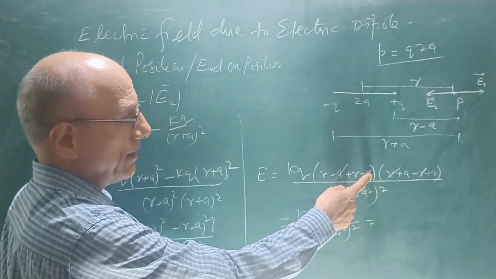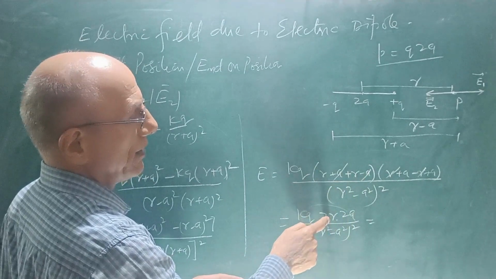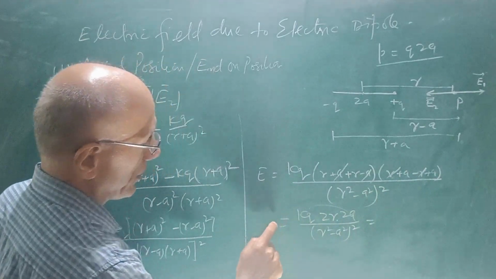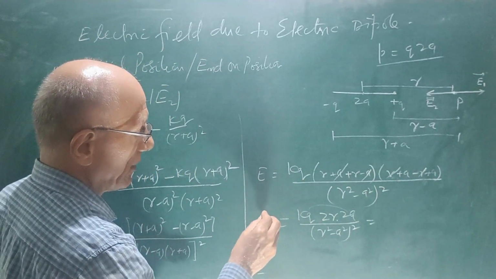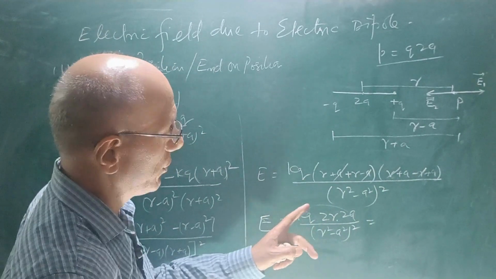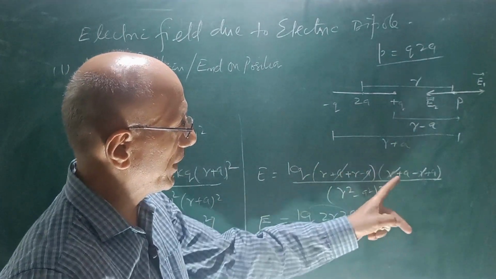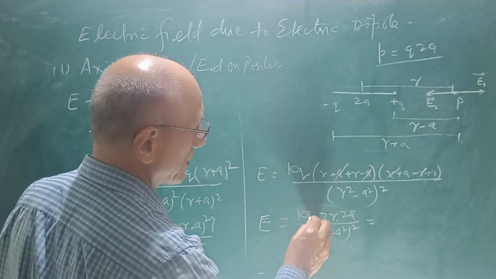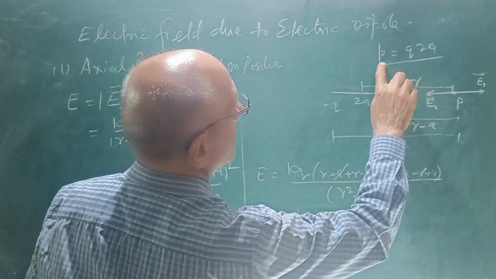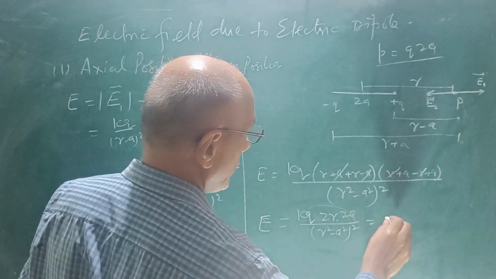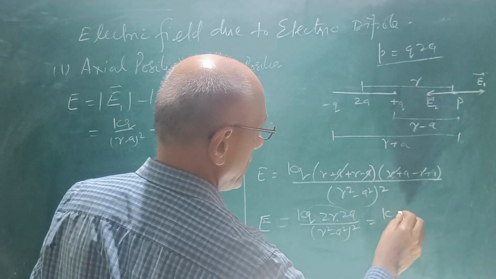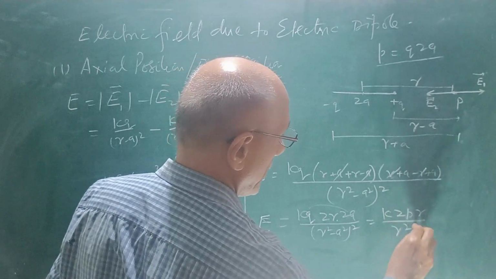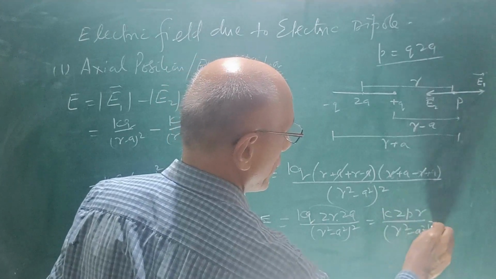यह A से कट जाएगा, R and R, 2R बच जाएगा, यहाँ से R से R कटेगा और A plus A, 2A हो जाएगा. तो यहाँ पर E की जो वैल्यू होगी that will become KQ 2R into 2A upon R square minus A square. और Q into 2A को हम क्या लिख सकते हैं? P लिख सकते हैं. तो P is equal to Q into 2A होता है. So we can write K 2P into R upon (R square minus A square) whole square.